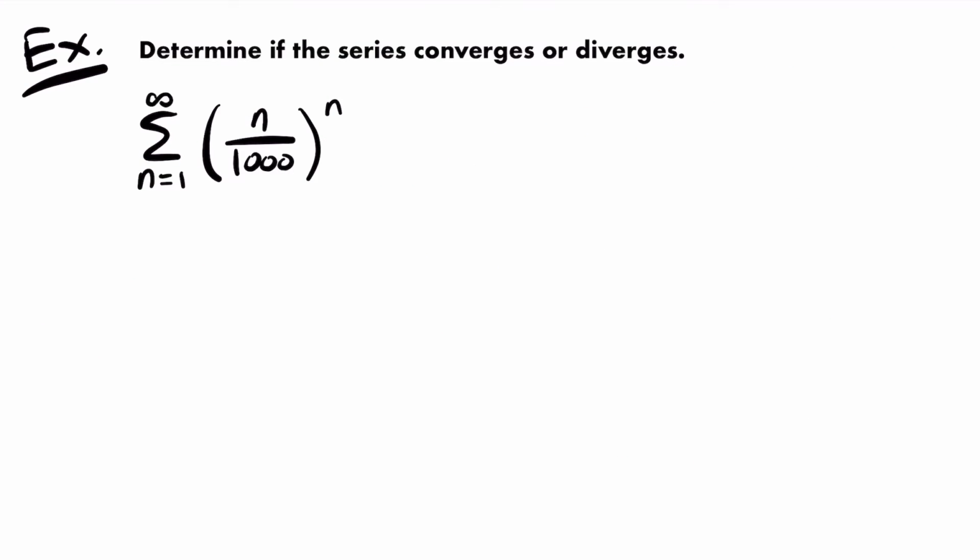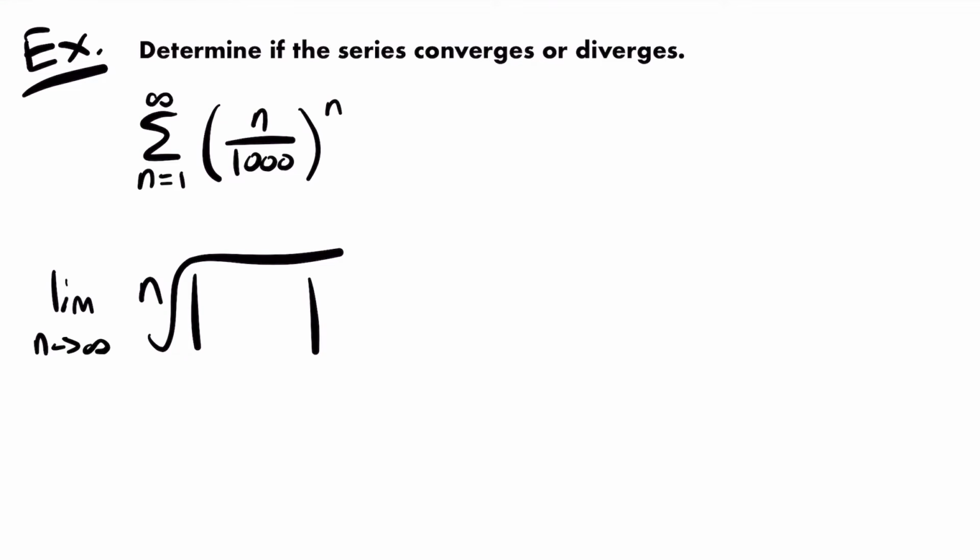All right, so for our next example, we have this series, the sum from n equals 1 to infinity of n divided by 1000 to the power of n. And we want to determine if this series converges or diverges. All right, so now once again, we have a series where we have some quantity raised to a power of n, and so it's going to be a good idea to use the root test. And so we'll take the limit as n approaches infinity of the nth root of the absolute value of a sub n, which is going to be n divided by 1000 to the power of n.